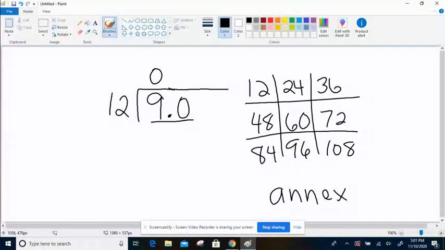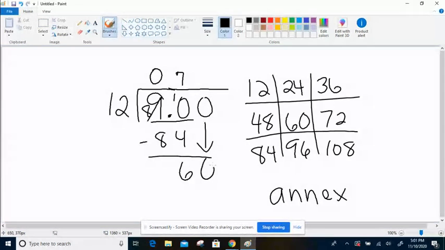We're going to look at our chart, and the closest thing to 90 without going over is 84. We look at 84, and it's in the times 7 slot, so the 7 goes up top. I'm going to subtract. I'm going to have to borrow, and that's going to leave me with 10 minus 4 is 6. Now, I can't have a remainder because I'm going to have a decimal. I can't mix my remainders. I can just add another 0 over here and bring it down.